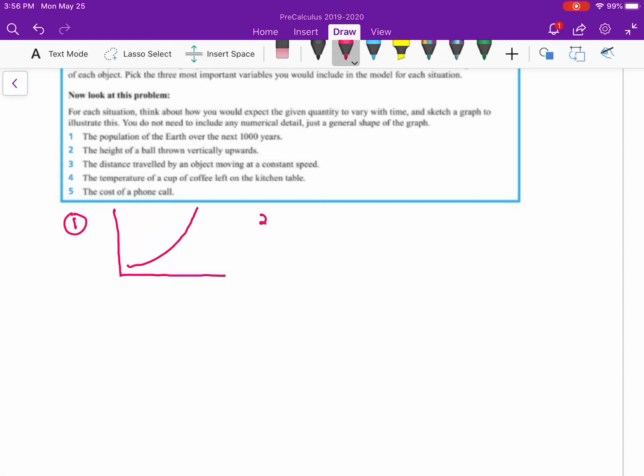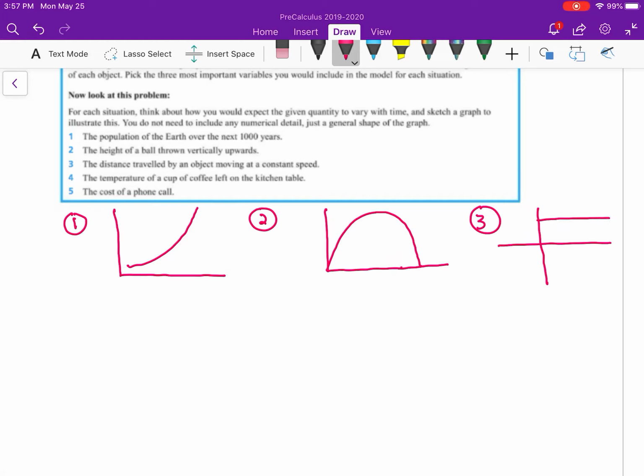The height of a ball thrown vertically upwards normally comes back down at some point, like a parabola. The distance traveled by an object moving at a constant speed. If we're talking about a constant speed, this would be speed and this would be distance down here. It would just be a straight line. The temperature of a cup of coffee left on a kitchen table, the temperature would constantly decrease.